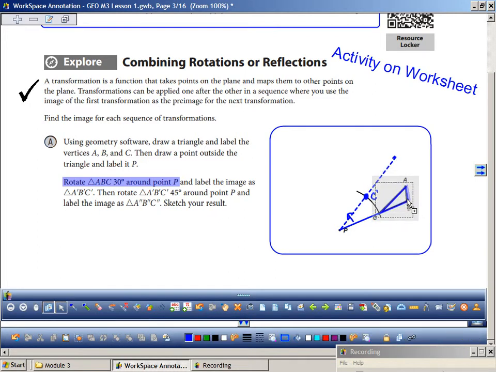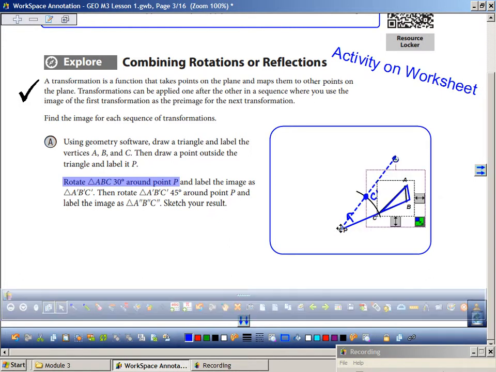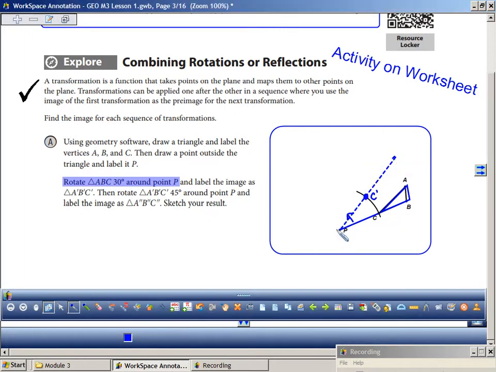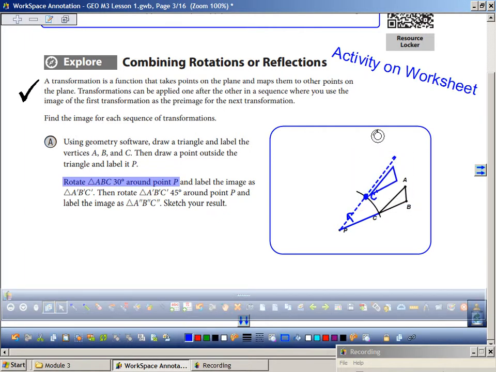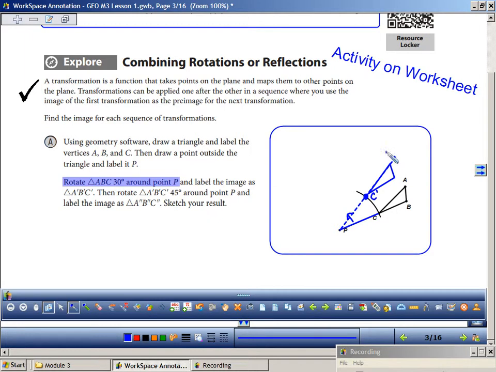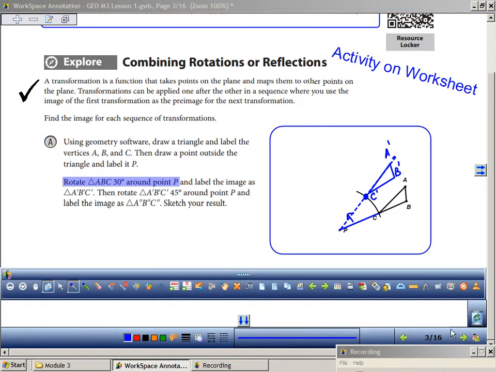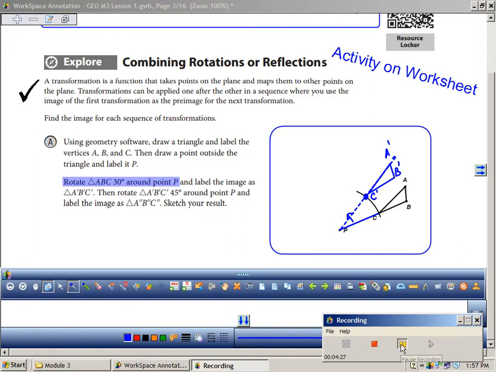Now, when you use your patty paper and you trace over the figure, you can just put a point on your patty paper and rotate it. I can't do that with mine. I'm going to take it and rotate it like that. So now this is A prime and this is B prime. I'm going to stop there and then come around and help those of you that can't do this.